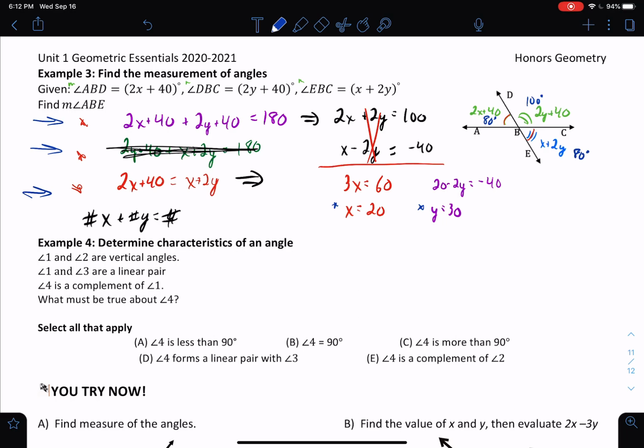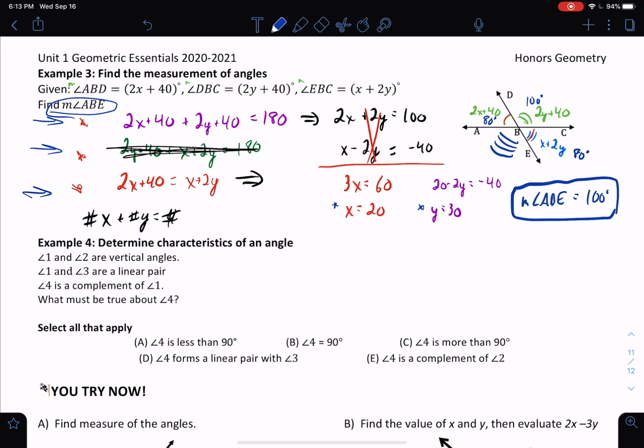Okay, but don't forget that our end goal is to figure out what this missing angle is, the measure of angle ABE. So using our angle relationships, we know that it's vertical with angle DBC, and DBC is 100 degrees. Okay, so we know it's vertical with angle DBC. We know that it is supplementary with the 80s. So either way, we can figure out that the measure of angle ABE is going to be 100 degrees.